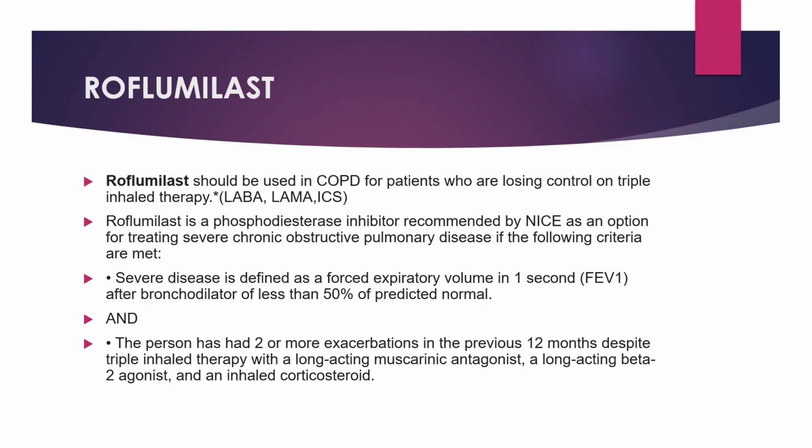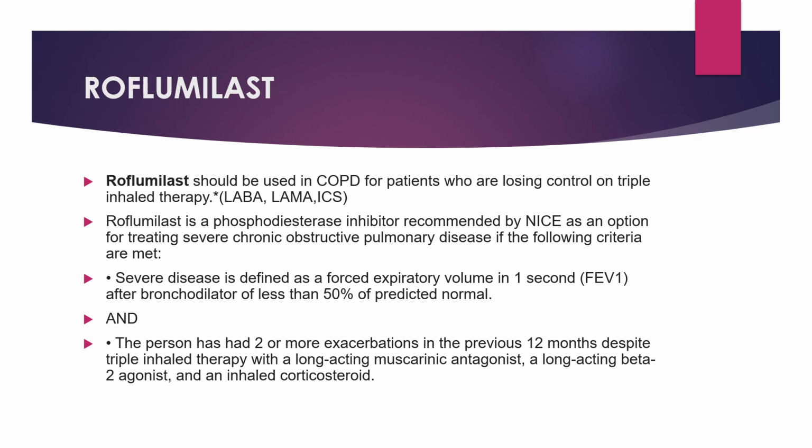First one is roflumilast. This is a drug that is used in COPD patients who are on maximal therapy, that is LABA, LAMA, and ICS. If you remember the flowchart that I have displayed in the previous video for management of COPD, the last option was LABA, LAMA, and ICS. Even if the patient is on this therapy and the patient is having uncontrolled COPD, then you can consider this drug, which is roflumilast, which is a phosphodiesterase inhibitor, which is recommended by NICE. But the patients have to meet some criteria before we start this drug.